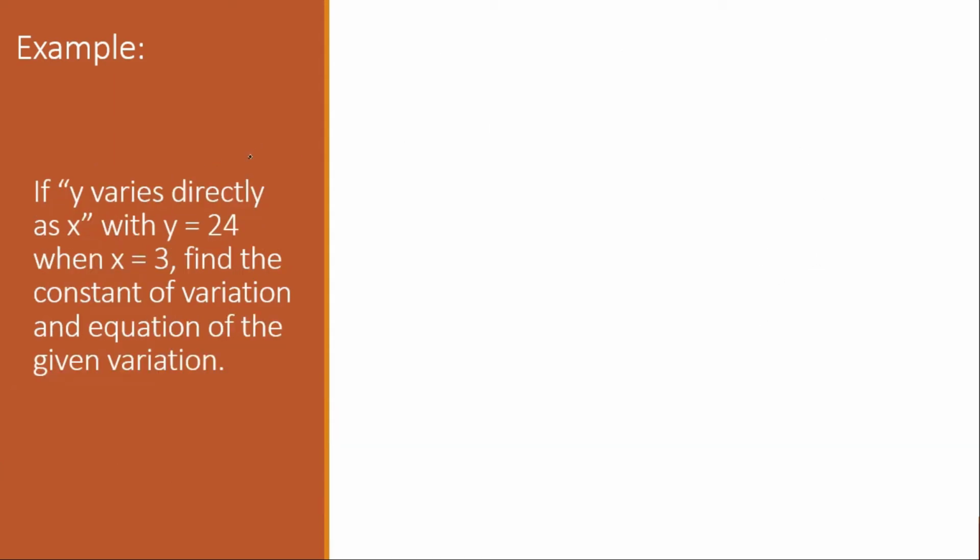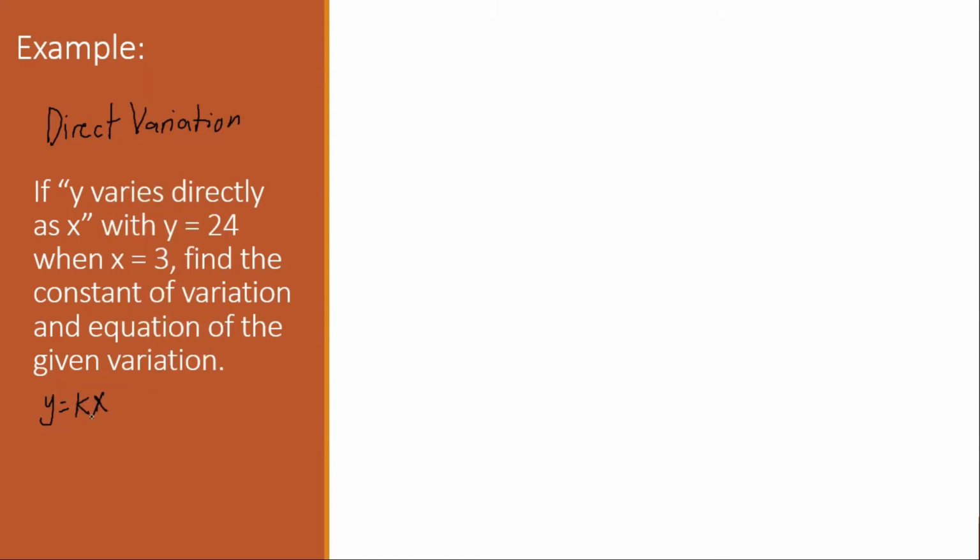Okay, another example. If y varies directly as x, with y is equal to 24 when x is equal to 3, find the constant of variation and equation of the given variation. So, what type of variation ba ito? So, ang sabi, y varies directly as x, so this is a direct variation. So, alamin muna natin yung ating equation dito sa given variation natin. So, since ito ay direct variation at y varies directly as x, so ang magiging equation natin will become y equals kx.